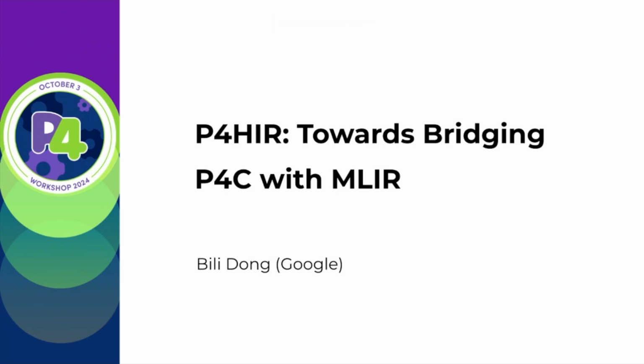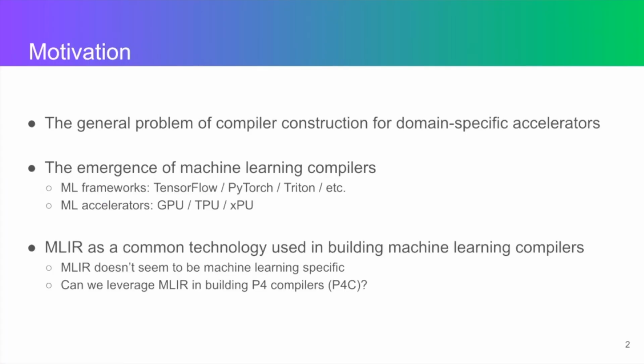Hello, everyone. I'm here to talk about the possibility of using MLIR in building P4 compilers. And the motivation starts from the general problem of building compilers for domain-specific accelerators. And this problem is most prominent in machine learning nowadays. And we are all aware that in machine learning, there is an increasing demand for these accelerators. And in order to use those accelerators, you need machine learning compilers. And if we look at how these machine learning compilers are built, we might notice MLIR as a common technology.